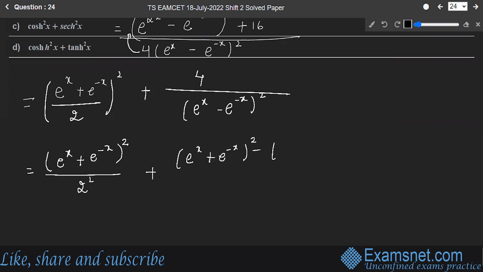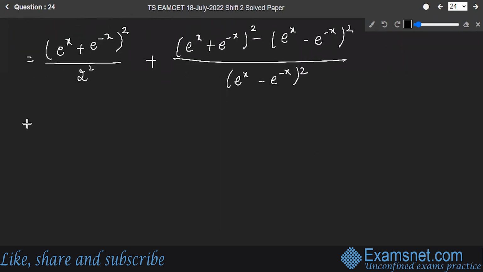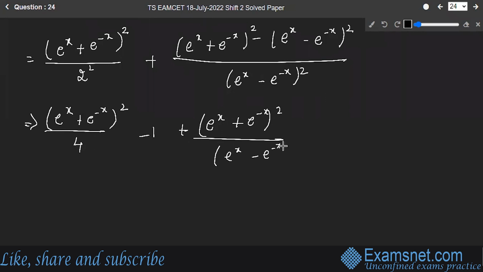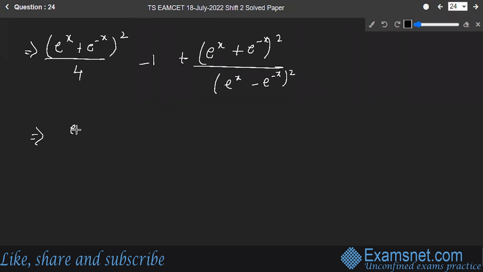And now this further can be written as (e raised to power x plus e raised to power minus x) square minus (e raised to power x minus e raised to power minus x) square, whole divided by (e raised to power x minus e raised to power minus x) whole square. Okay, so further, this is (e raised to power x plus e raised to power minus x) square. I'll write it as 4 only. Minus 1, I'll open this. So minus 1 plus (e raised to power x plus this) whole square upon (e raised to power x minus this) whole square. Further, this is equal to (e raised to power x plus e raised to power minus x) upon 4, this is square, plus (e raised to power x plus e raised to power minus x) square.